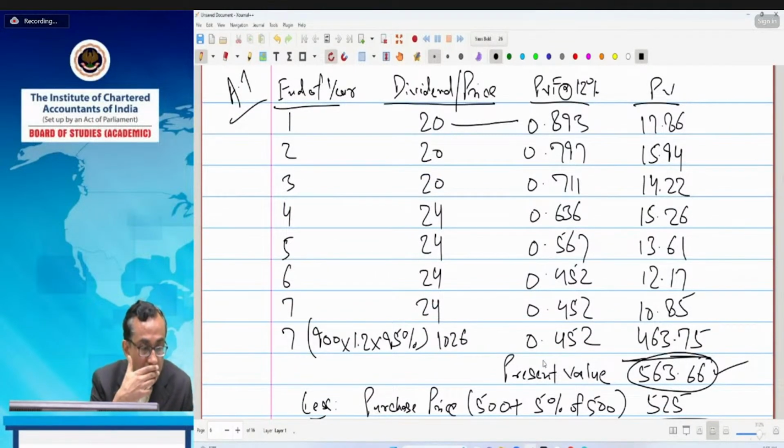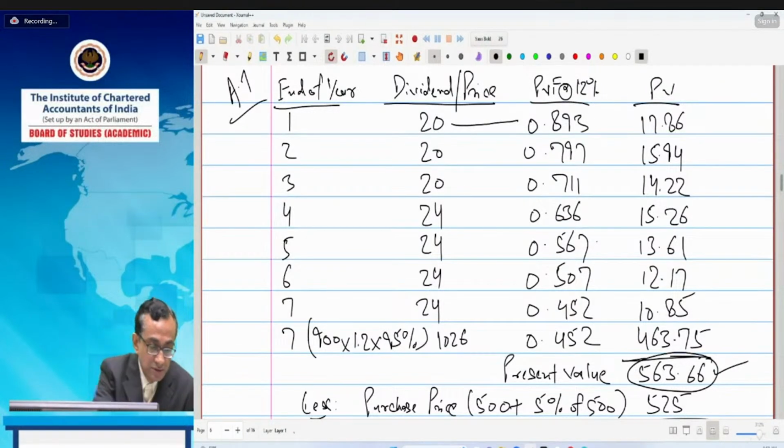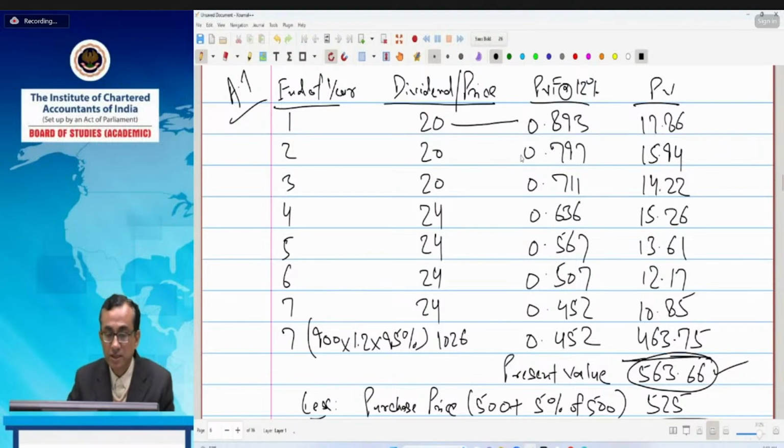Okay, there is one query. Sixth year, present value factor. Sorry, for the sixth year it will be 507. Okay, now I hope it will be clear to you. Any question regarding this? Okay, fine. Bonus issue, I will explain it again.